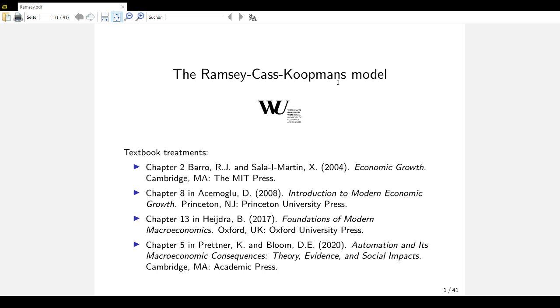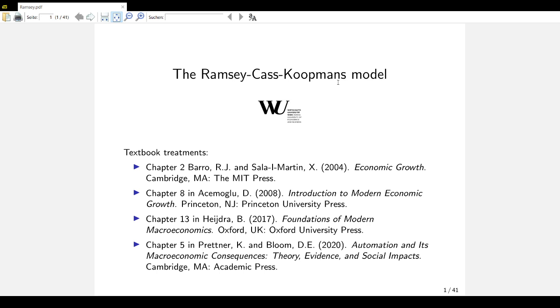The Ramsey-Cass-Koopmans model is one of the backbones of modern dynamic macroeconomics, and it lies at the core of most DSGE models and of most economic growth models, and basically it endogenizes the saving rate in the Solow framework.